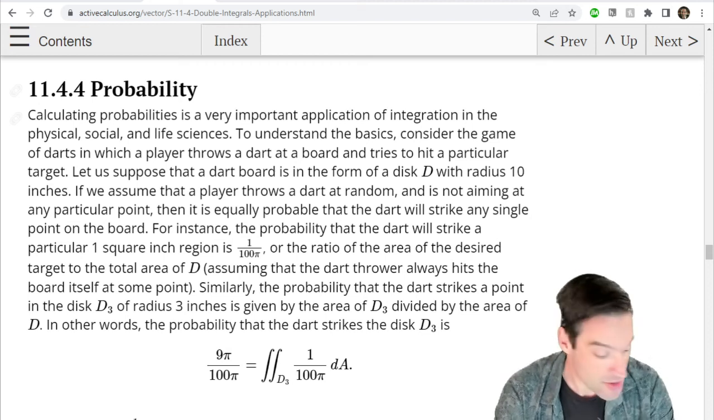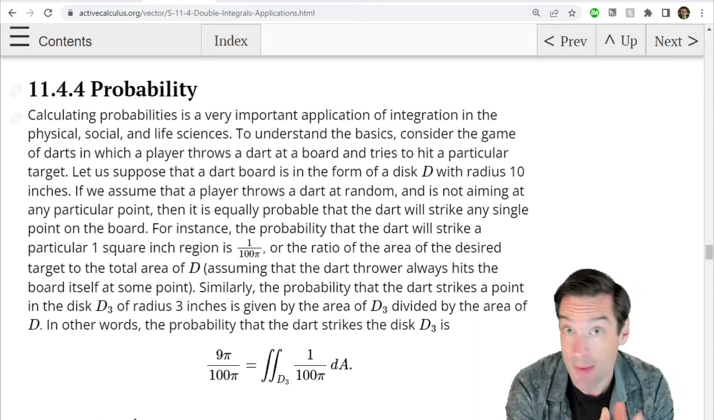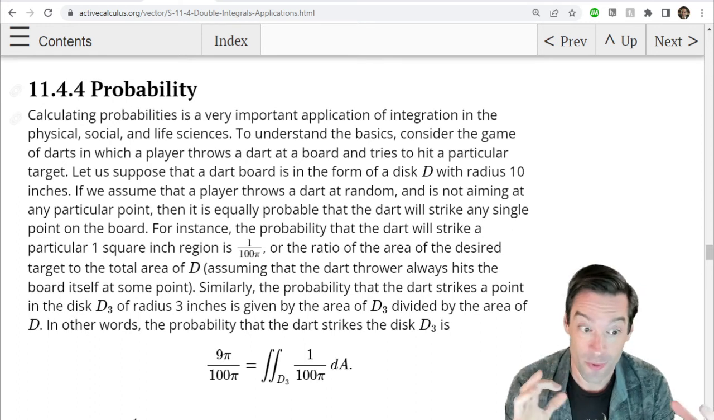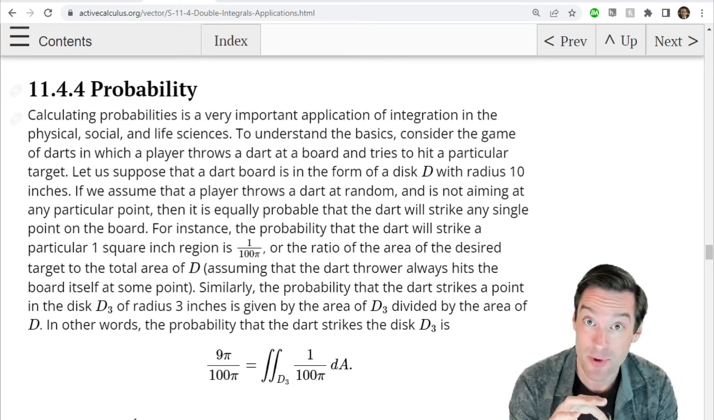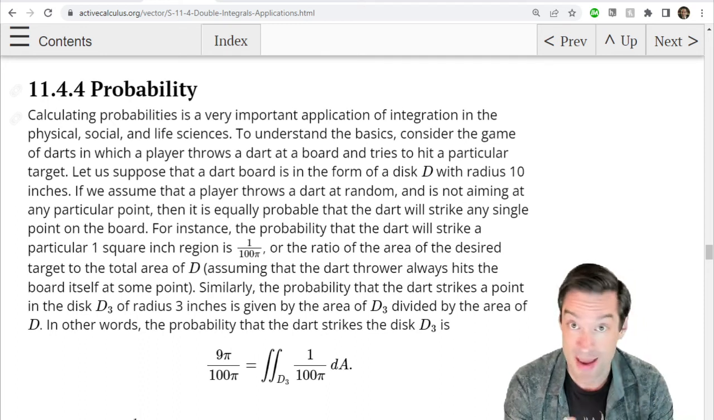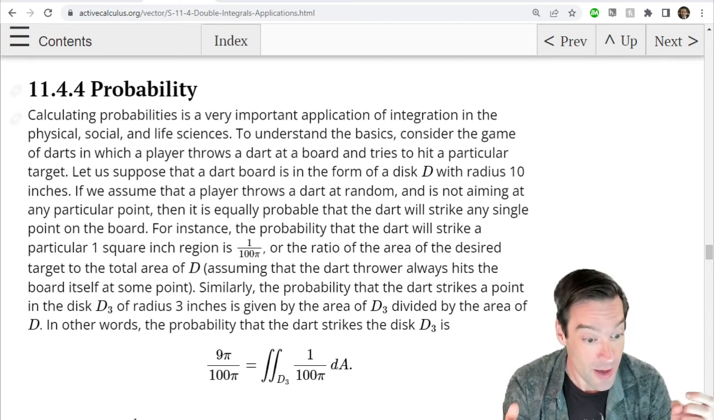So the last application that the authors of this section walk us through is a probability application. And it's here where the worlds of physics and the worlds of chance kind of collide with one another, because in physics, when we have a density function, we're talking about the mass of something per unit area or per unit volume.